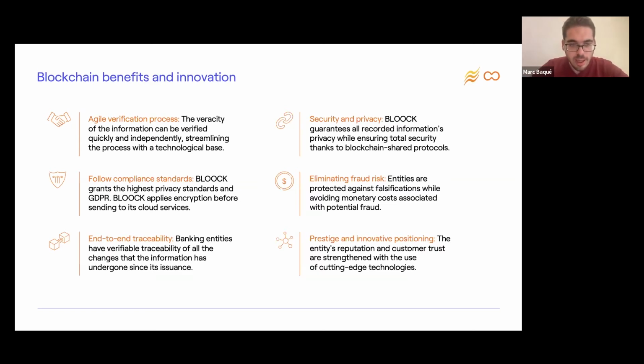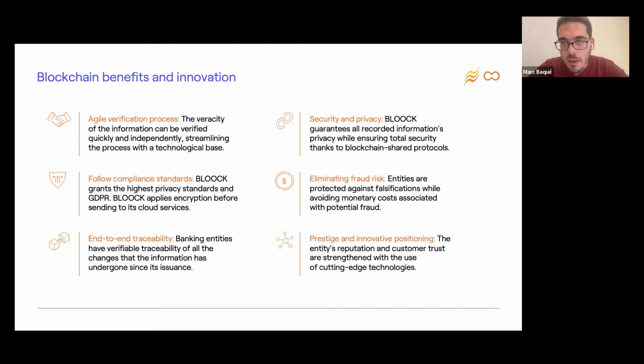The third one is end-to-end traceability, and that's because once you have all the certifications done in the blockchain, you can actually do an audit trail of the different modifications that this document has suffered over time. For example, if one banking entity emits this document, then it goes to another party that has to sign it too, and then goes to the final customer. You can trace all these steps and make the whole process traceable.